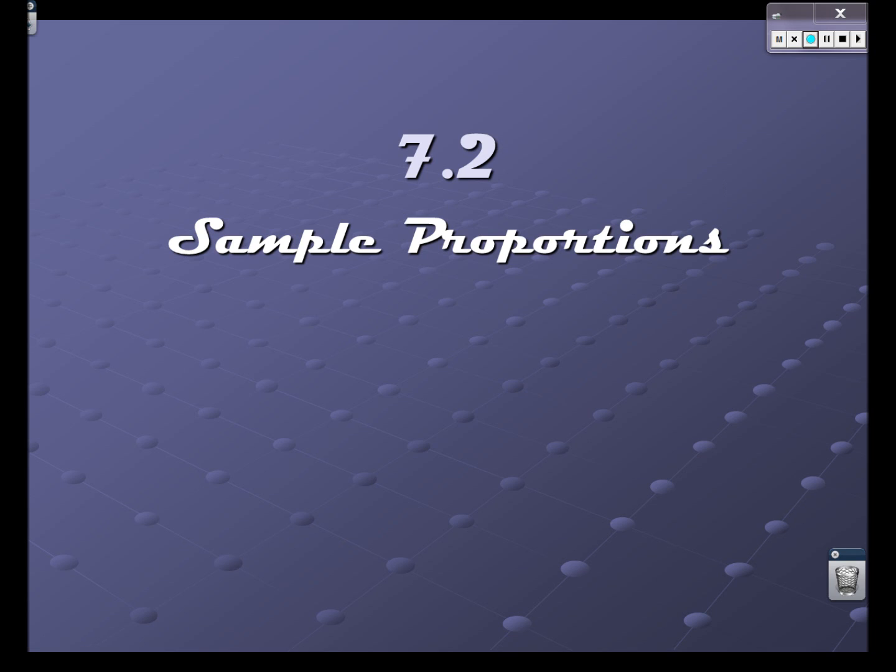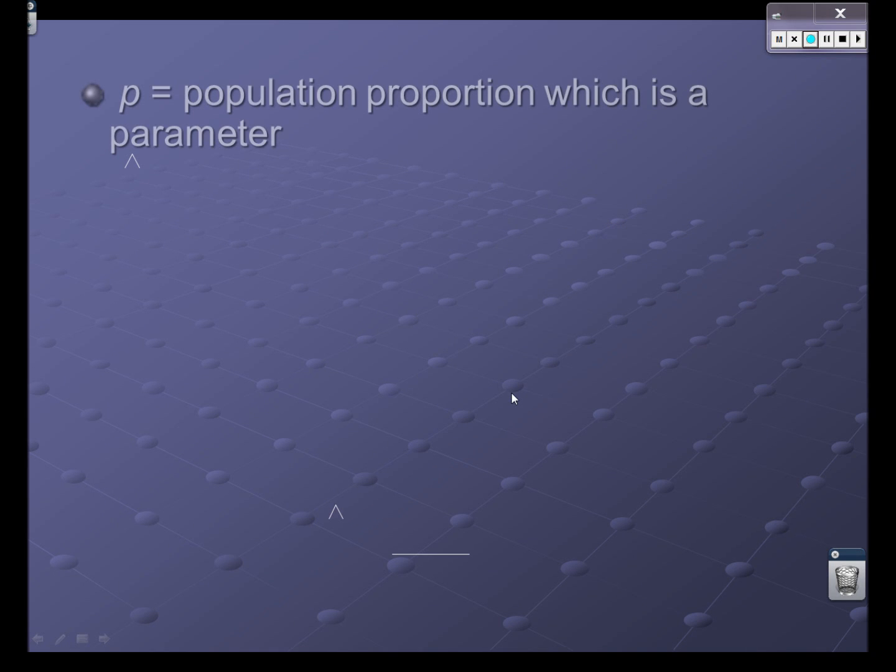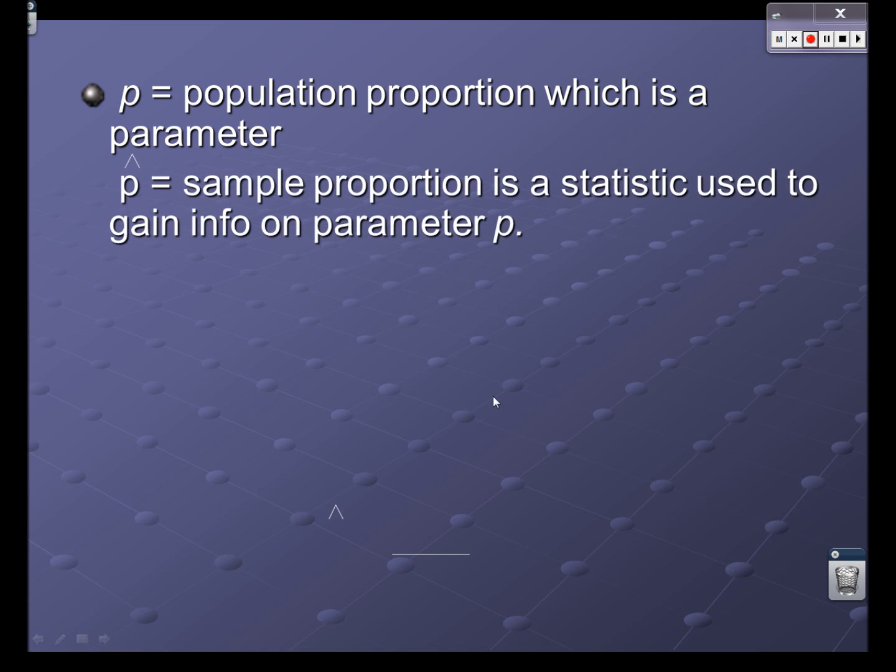Today we're going to talk about section 7.2, sample proportions. We know that P is your population proportion. That's a parameter that's describing everyone in the entire population. P hat comes from a sample proportion, and that is a statistic that we're going to gain information on the parameter. We're going to take a sample in order to make some observations and statements regarding the entire population.